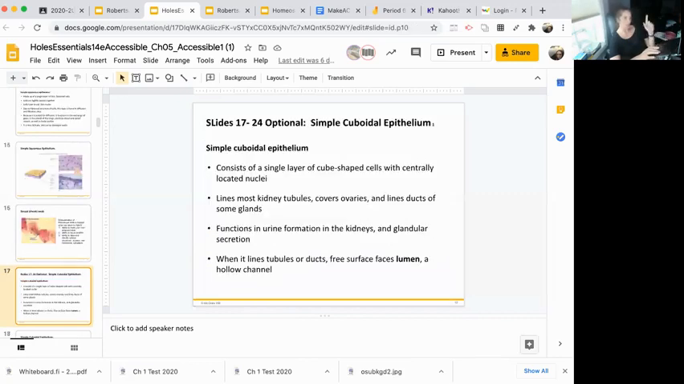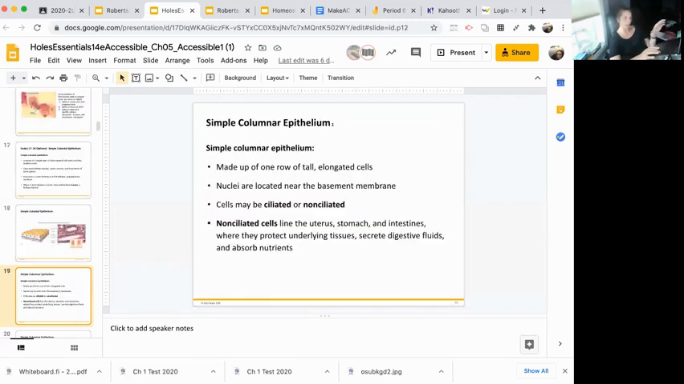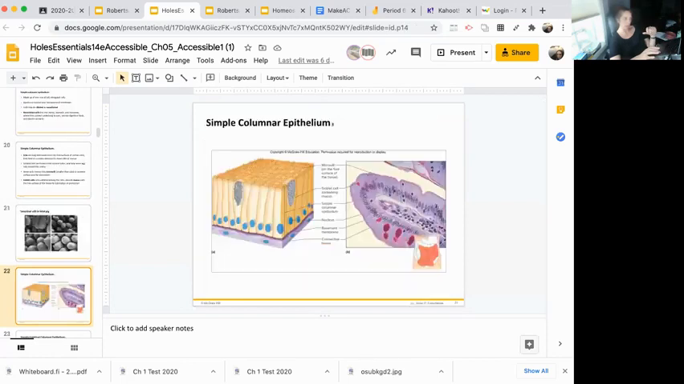All right, so you'll see it says optional. So slides 17 to 24, if you get any of these questions right on your test, they are bonus. Okay, so I am not going to go through all these different shapes of epithelial cells.